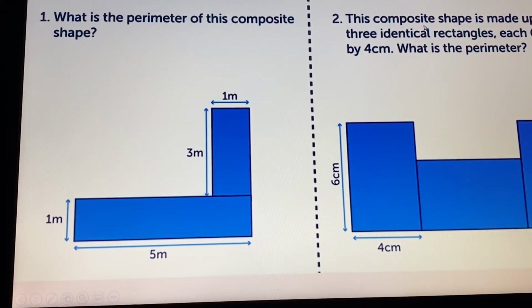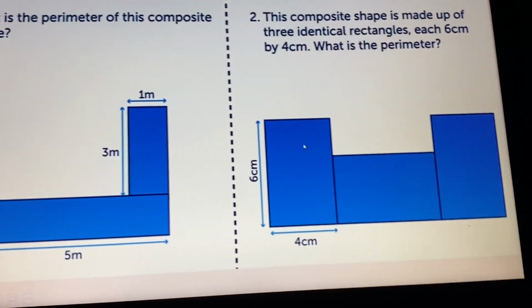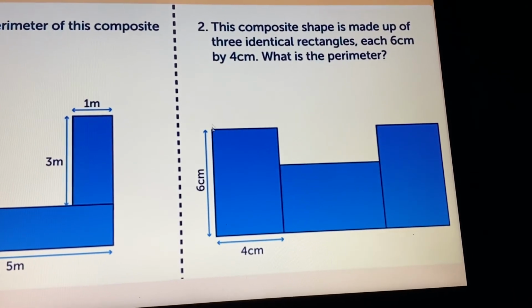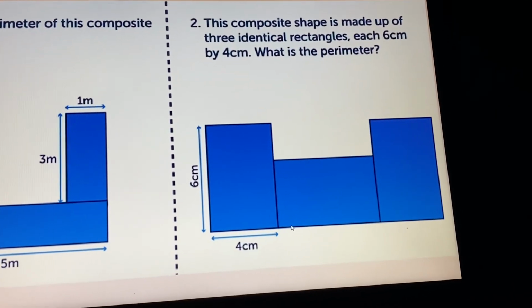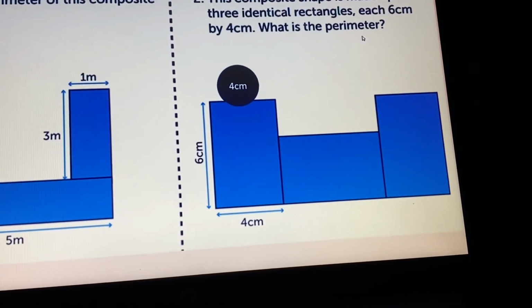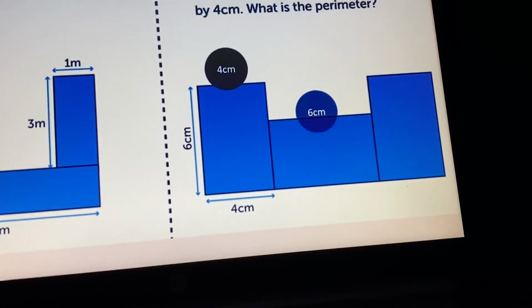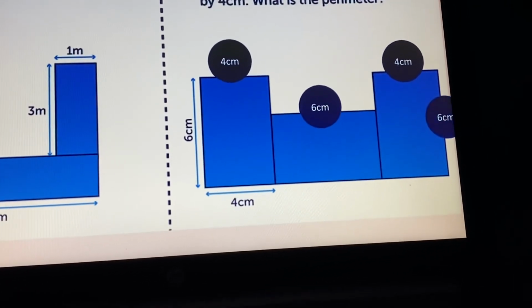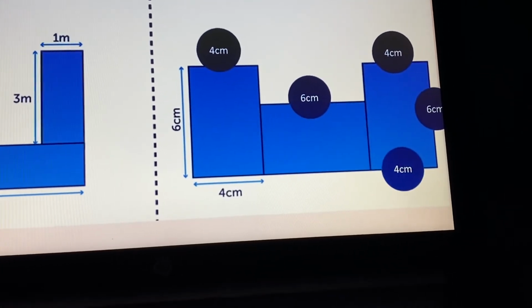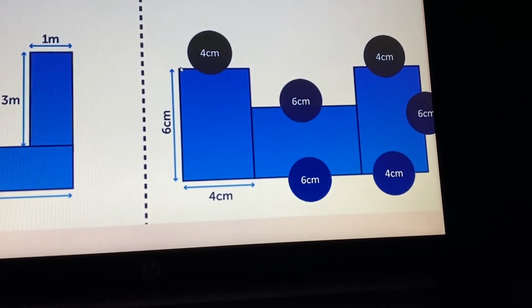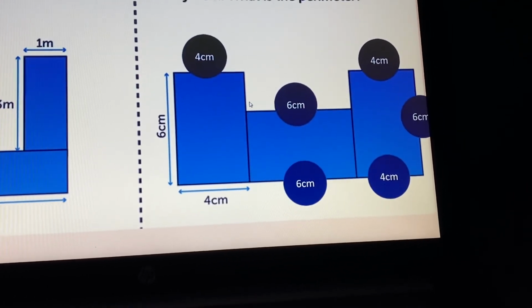And again, composite shapes here made up of 3 identical rectangles, and that's quite key. Each rectangle is 6 centimetres by 4 centimetres. So therefore, we can already fill in some very easy ones. We can fill that in. We can fill that in. This one. This one. This one. And this one. And now if you imagine that we're walking round, I don't know that bit.